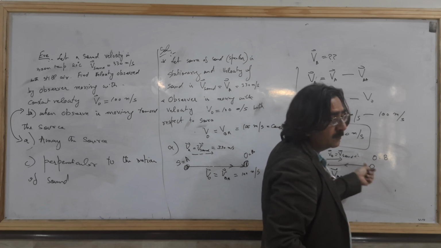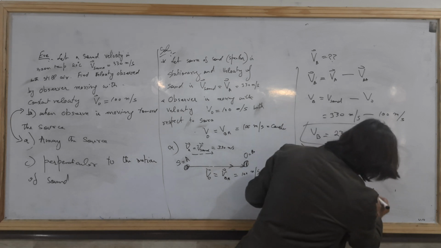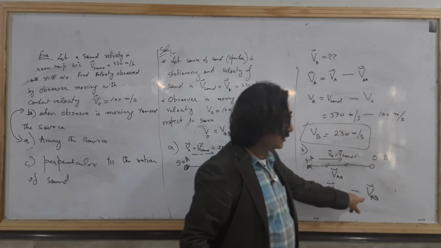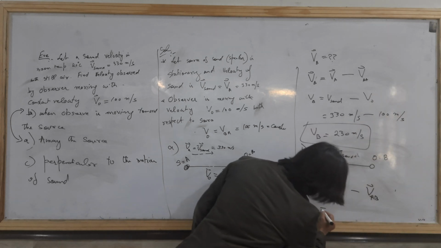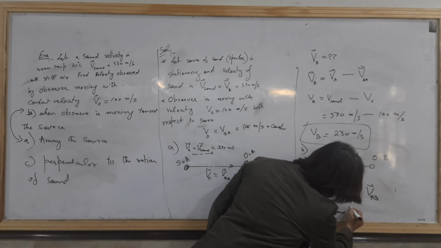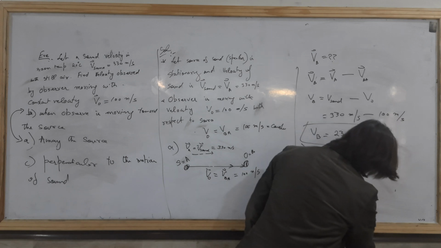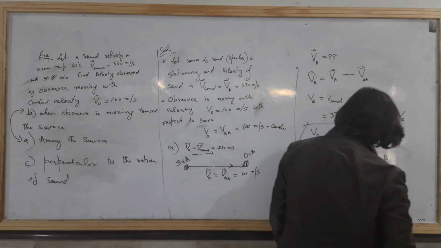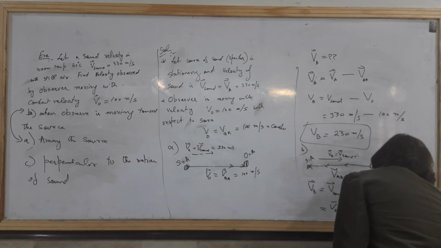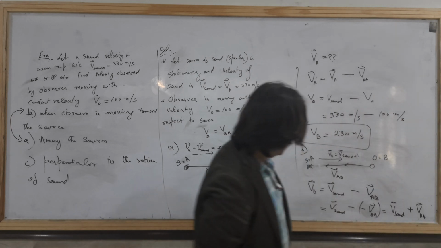AB, the position of A with respect to B. Similarly, the formula will be the same, but now this will be V sound minus, the direction will be changed, minus VBA, and this will become V sound plus BA. Have you got it?